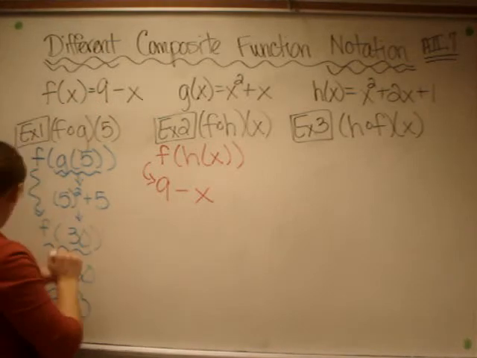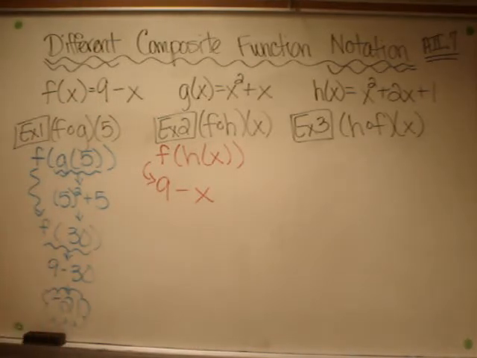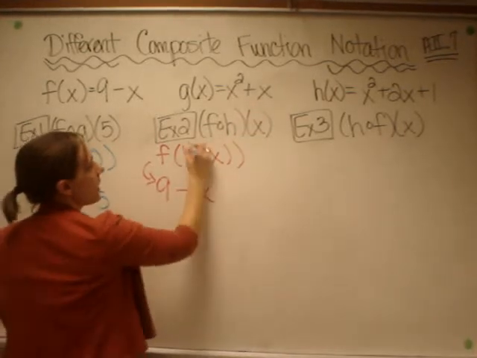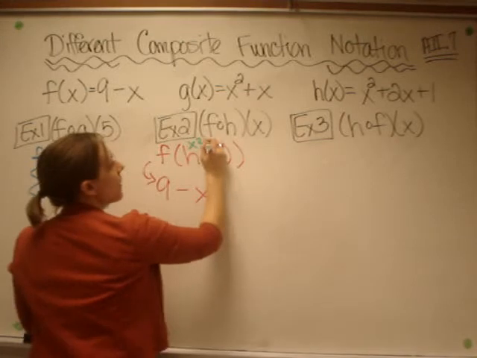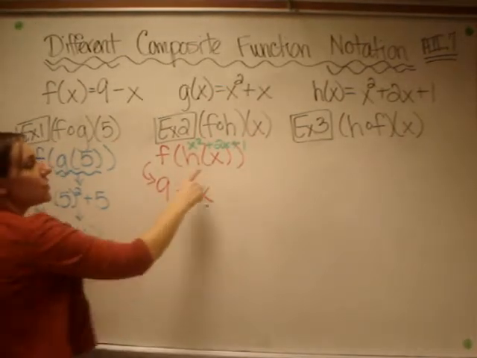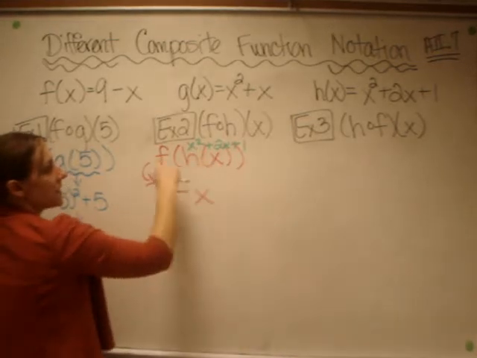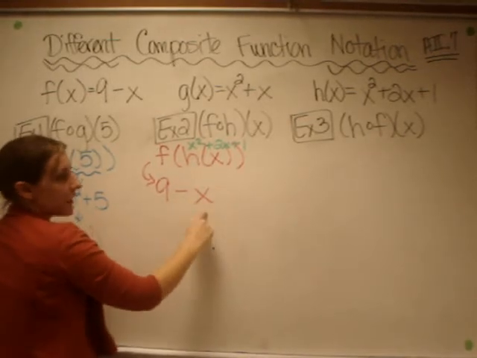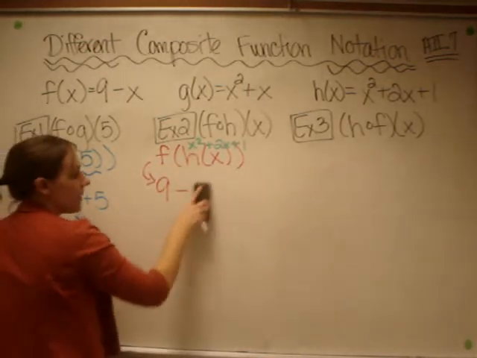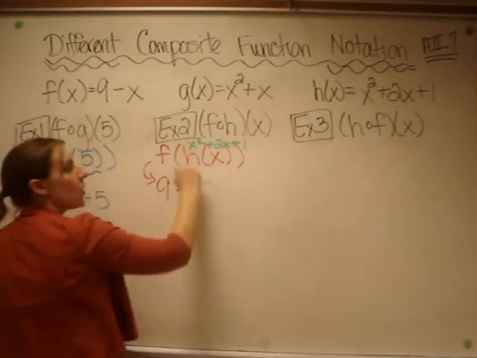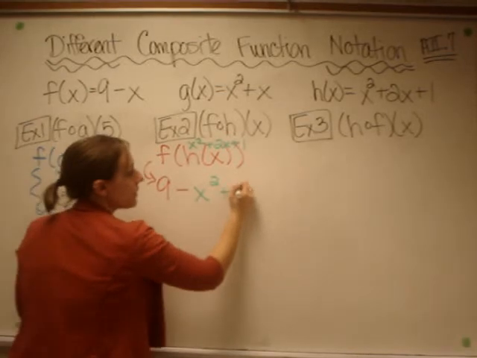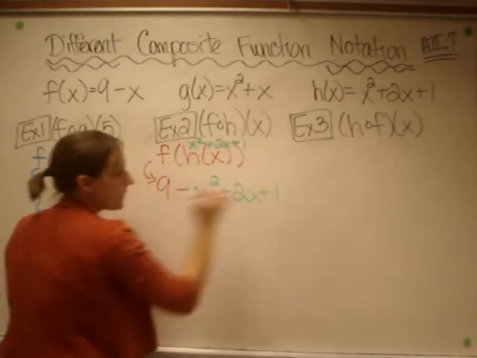All right, and then we think to ourselves, okay, well, what is the h function? And over here it is x squared plus 2x plus 1. So instead of this x, instead of being f of x, which is what that x is, it's now f of this whole group. So we're going to take the x out and put in this whole new function instead. So that's x squared plus 2x plus 1.